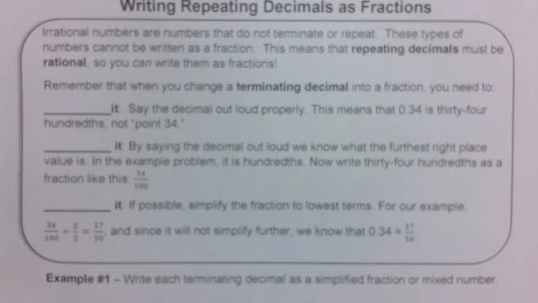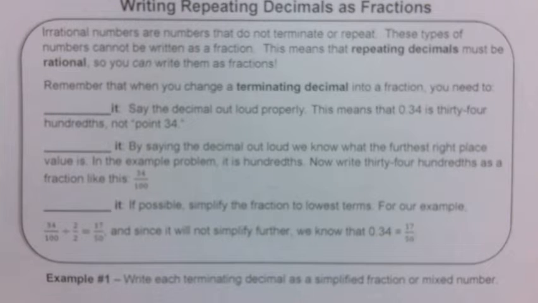In our lesson today, we're going to learn about writing repeating decimals as fractions. Irrational numbers are numbers that do not terminate or repeat. These types of numbers cannot be written as a fraction. This means that all repeating decimals must be rational so that you can write them as a fraction.